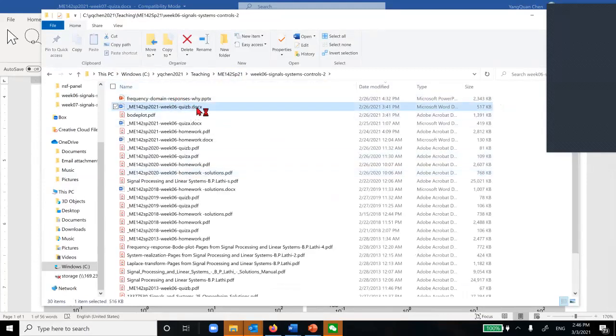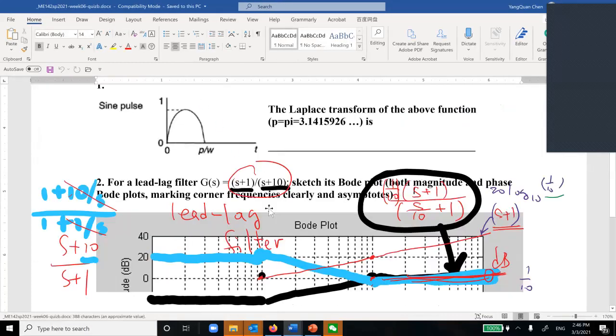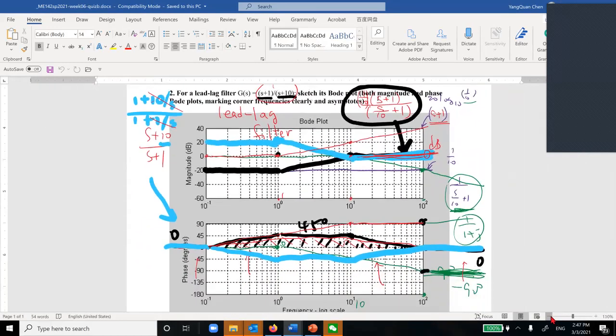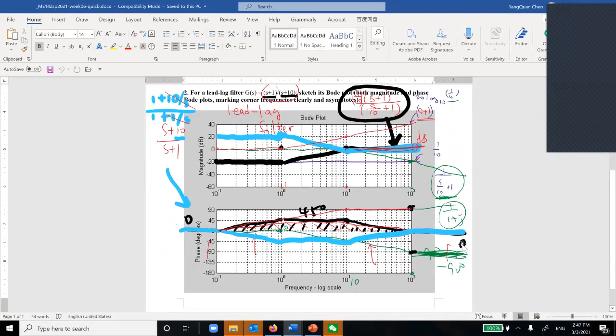It's quiz B. Did you see that we did this one? (s+1)/(s+10). I also tried to tell you how to switch them. I hope you can capture everything here. So there are 4 cases: one is lead, one is lag.